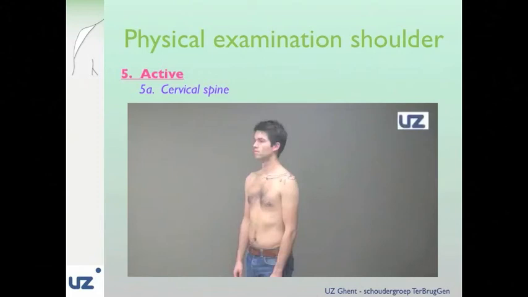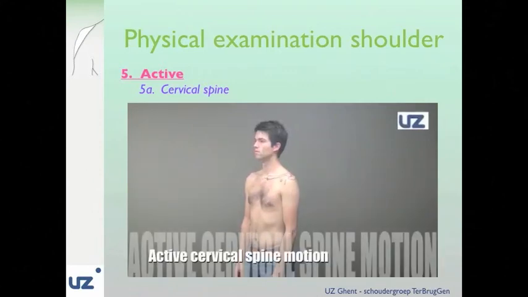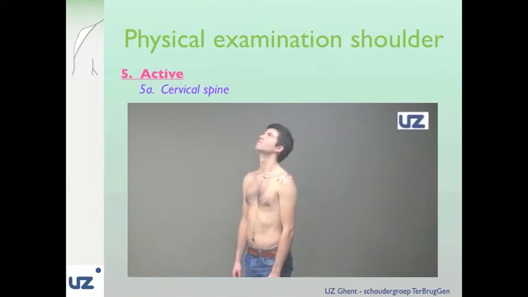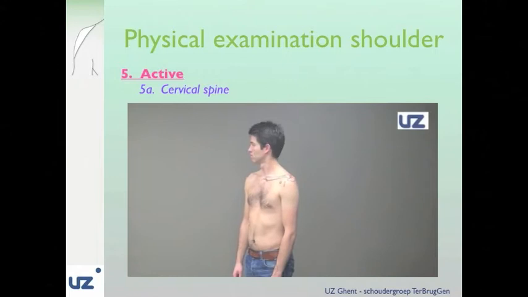After evaluation of the passive motion and laxity of the shoulder, active motion is evaluated. First of all, normal active range of motion of the neck with flexion, extension, rotation and lateral flexion is asked. Pain and loss of motion is evaluated.